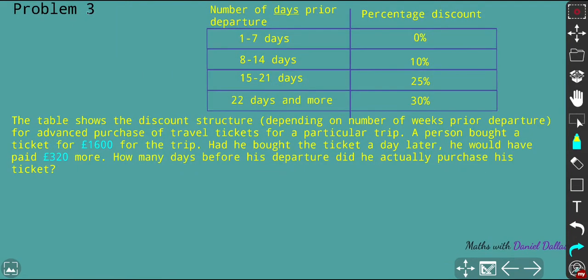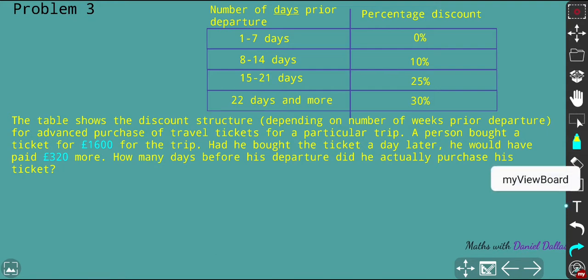All right, we're in problem 3, and here we need to define how many days before the departure this person actually purchased his ticket. We need to understand that the more days before departure, the more discount you have. So where's the key sentence to analyze for how many days before departure he bought the tickets?